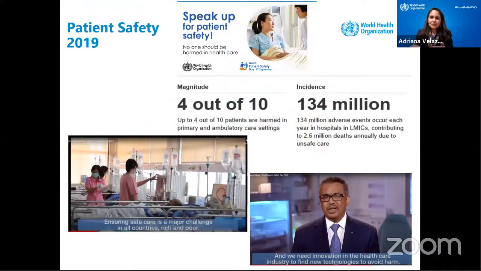So we continue to work on different aspects. Another major one in 2019 was patient safety. Four out of 10 patients are harmed in primary and ambulatory care settings. So there was a call from Dr. Tedros to the member states saying we really need to ensure that safe care is a major challenge, and that with innovation, we make sure that patient safety is number 1.